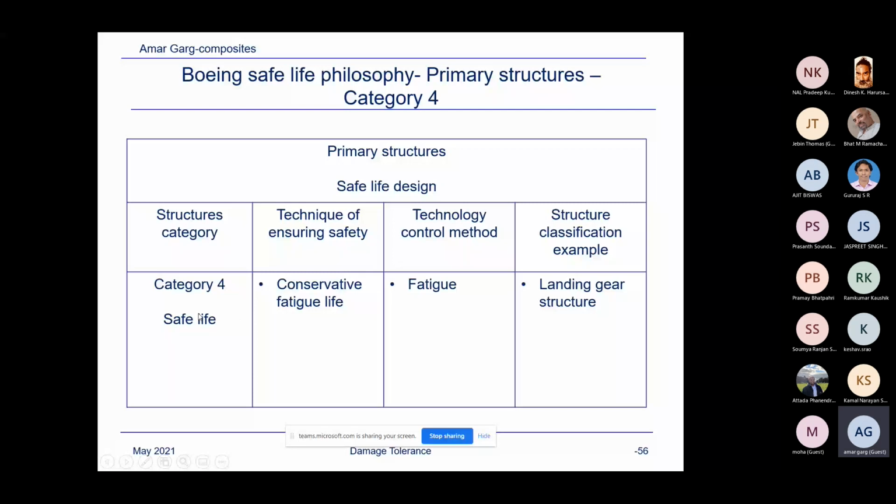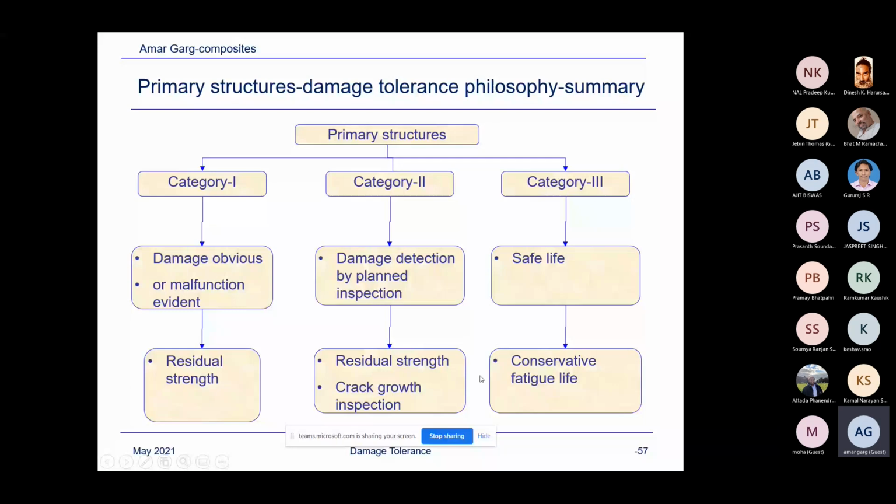Okay, now the primary structure damage tolerance philosophy summary. I've already discussed this. I won't discuss this slide, but I've just prepared this slide in order to make it more obvious, like category 1, 2, 3. Damage obvious for malfunction evident, residual strength; damage detection by planned inspection, residual strength, crack growth inspection. So in summary, this gives the picture of all 3 types of damages.